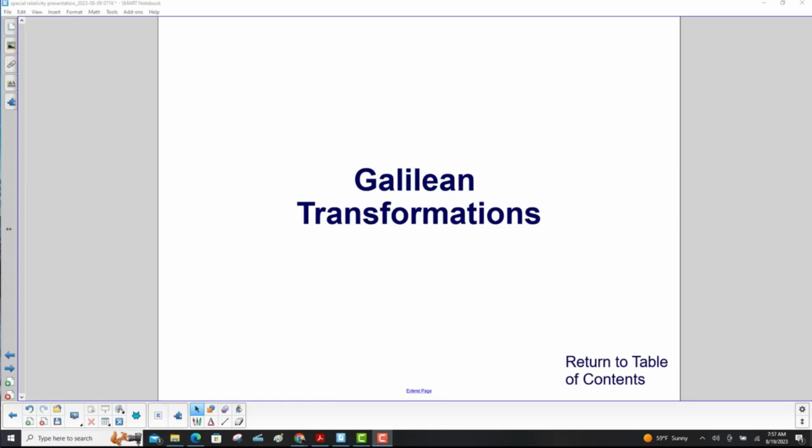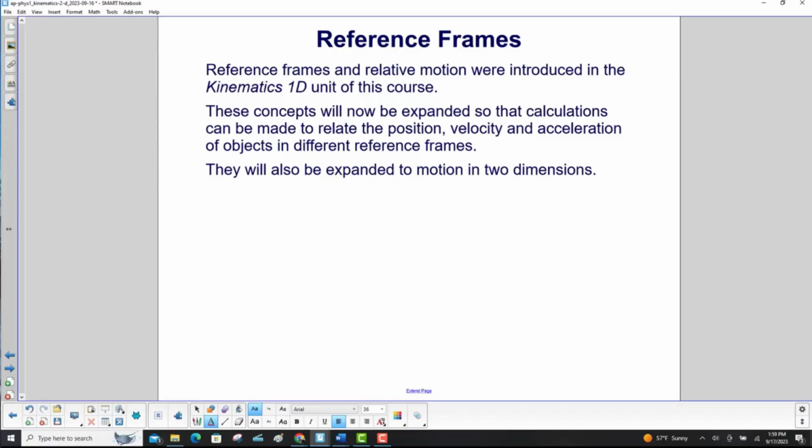Galilean transformations. Reference frames and relative motion were introduced in the Kinematics 1D unit of this course. These concepts will now be expanded so that calculations can be made to relate the position, velocity, and acceleration of objects in different reference frames. They will also be expanded to motion in 2 dimensions.